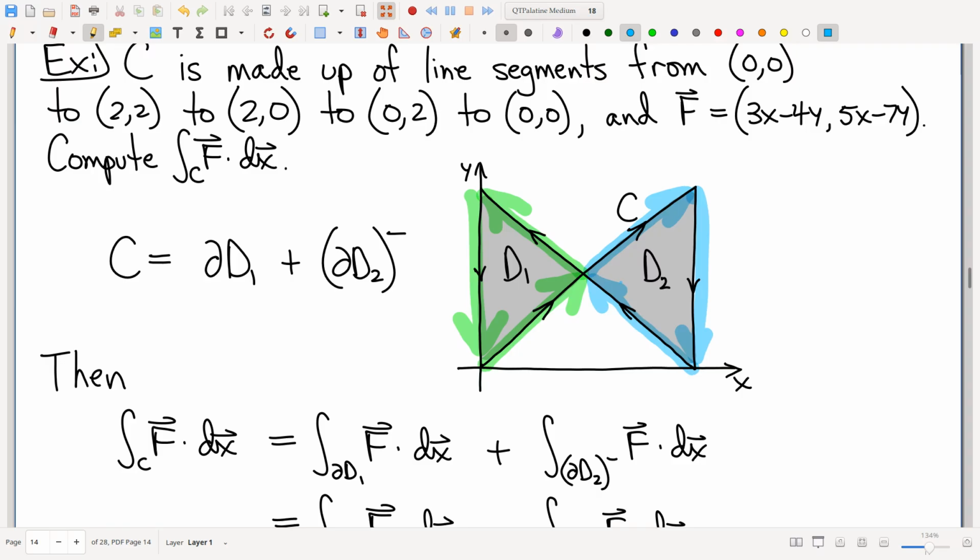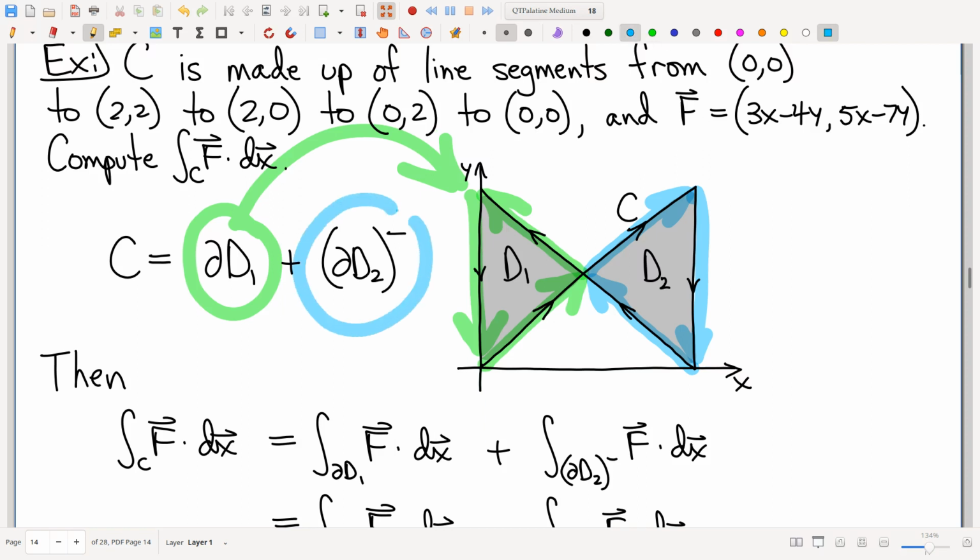Now, there's a good news, bad news deal here. These 3 pieces here are literally the boundary of D1. Sweet. So we've written half of our curve as literally a boundary. We love boundaries because then we can use Green's theorem, and that's going to be totally awesome. This blue stuff over here is not a boundary, but it's exactly wrong. It's the exact negative of the boundary of D2. It's the exact curve that is the boundary of D2, it's just not going the correct direction. So again, we're only off by a minus sign. Those blue pieces are the opposite orientation of a boundary.